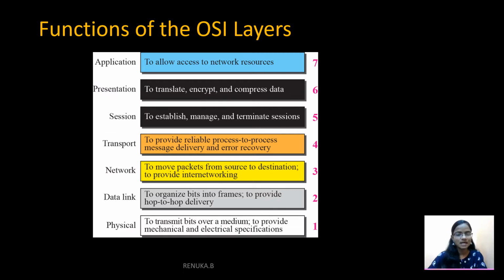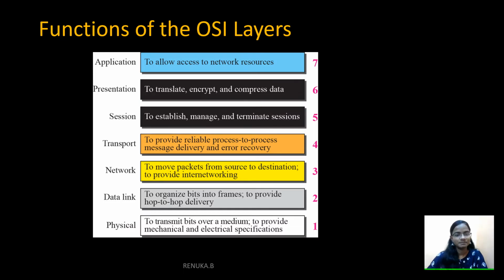Those 7 layers have specific functions. The application layer is used to allow access to network resources. The presentation layer is used to translate, encrypt and compress the data. The session layer is used to establish, manage and terminate sessions. The transport layer is used to provide reliable process-to-process message delivery and error recovery. The network layer is used to move packets from source to destination. The data link layer is used to organize bits into frames, and the physical layer is used to transmit those bits over a physical medium.